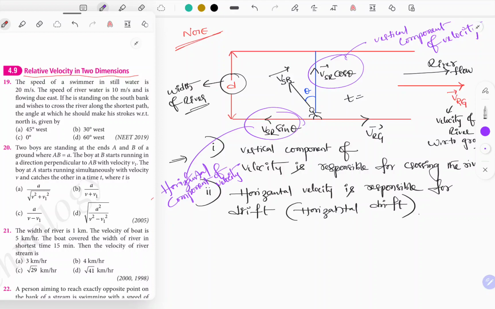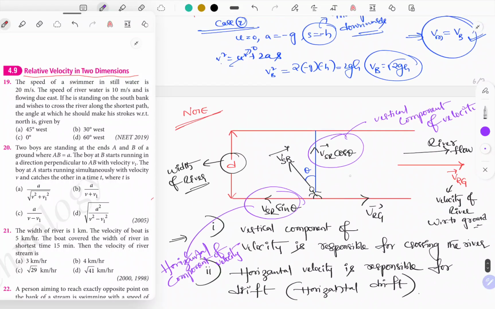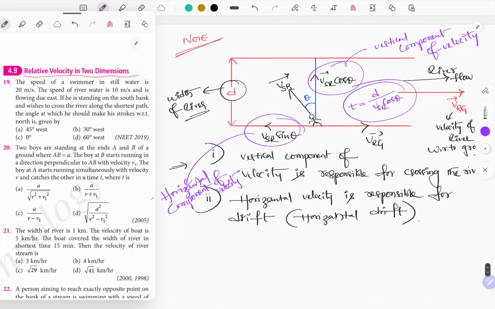Hope you understand the representation. So the vertical component of velocity is responsible for crossing the river. Let me find out the time taken by this swimmer to cross the river. That is, T = D / (VSR cos theta). Distance by velocity, right? So it is going to be the width of the river D divided by VSR cos theta. This is the time taken by the swimmer to cross the river.